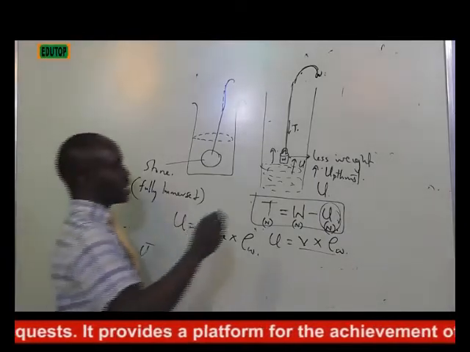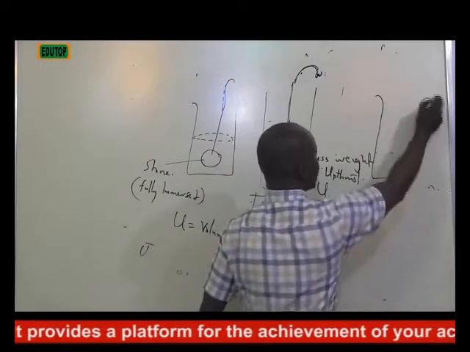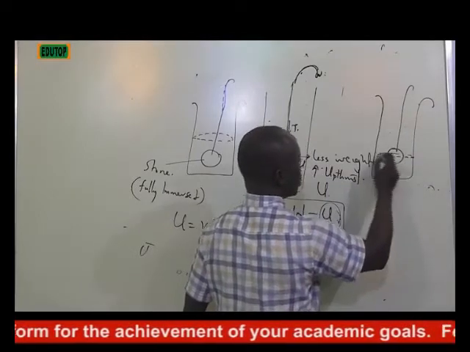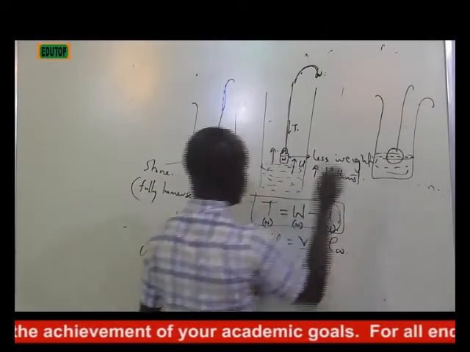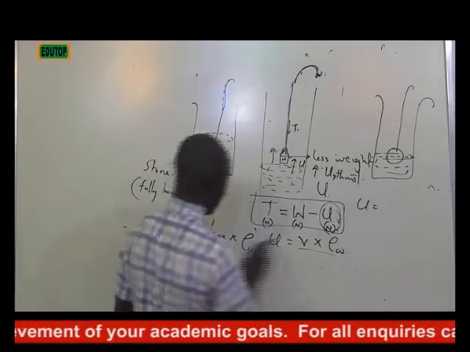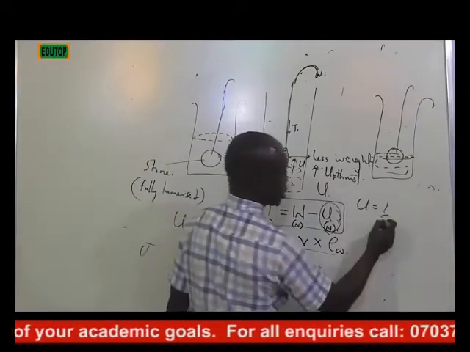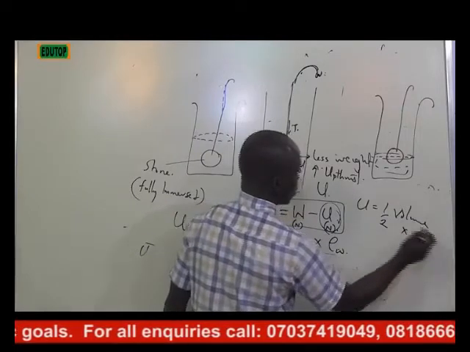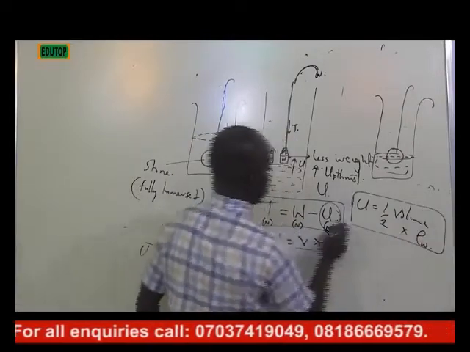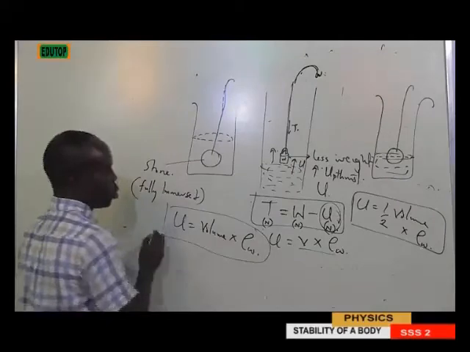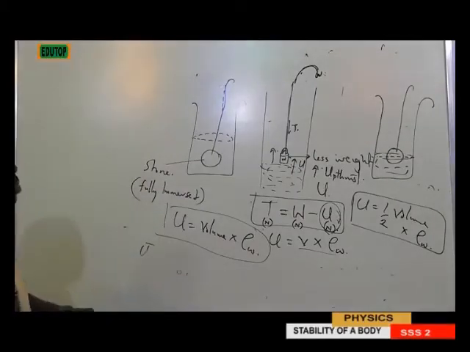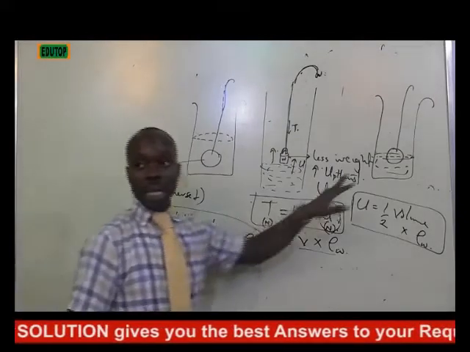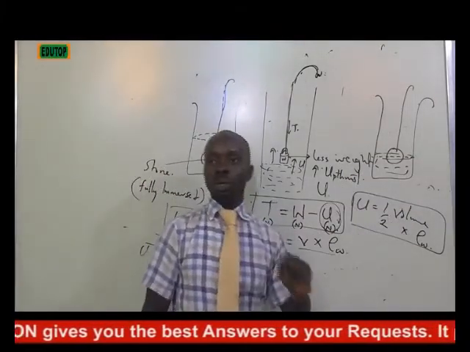But when an object is partially immersed, that is, half of the object is immersed in the water, let's say this is the surface of the liquid, then your upthrust is not going to be this, but half of it, that's half times volume times density of water. So these are the two equations that we need to note. When the object is fully immersed, it gives you an upthrust of this. When it's partially immersed, it gives you an upthrust of this value.